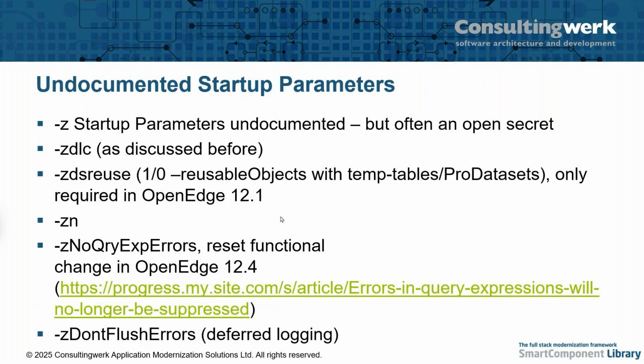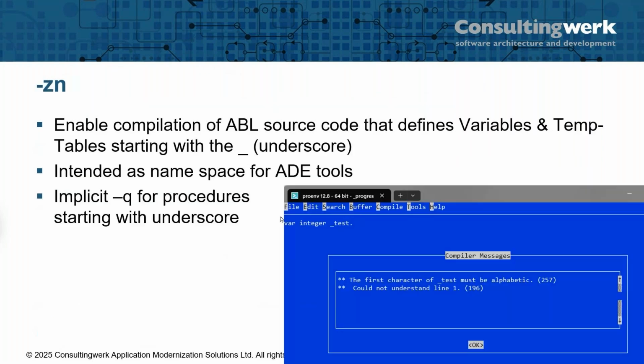-zn allows you to compile procedures that contain variable definitions or temp table definitions or buffer definitions with the underscore. -znoqueryexperrors, I'll have a sample for that on the next slide, and something related to deferred logging.